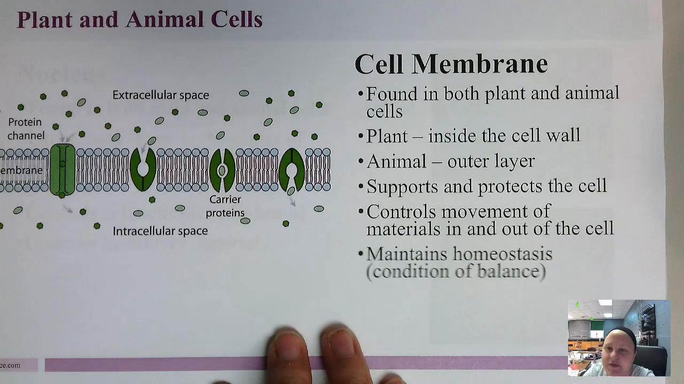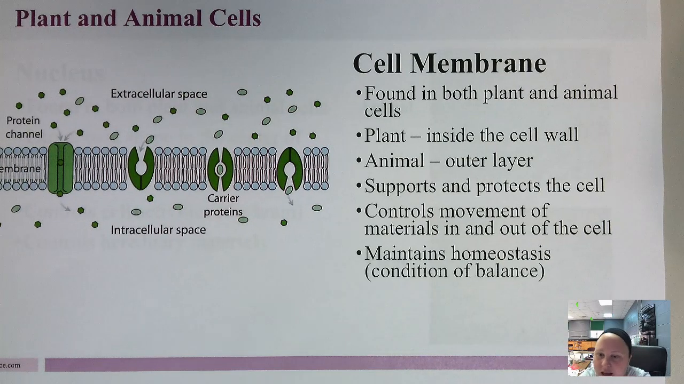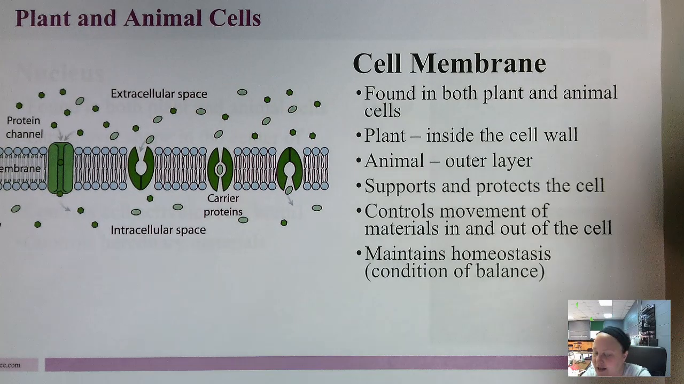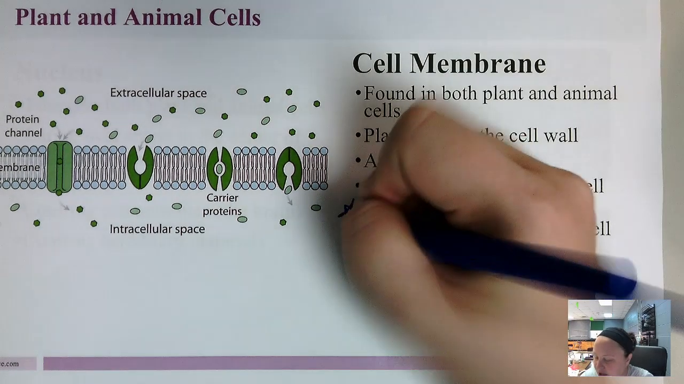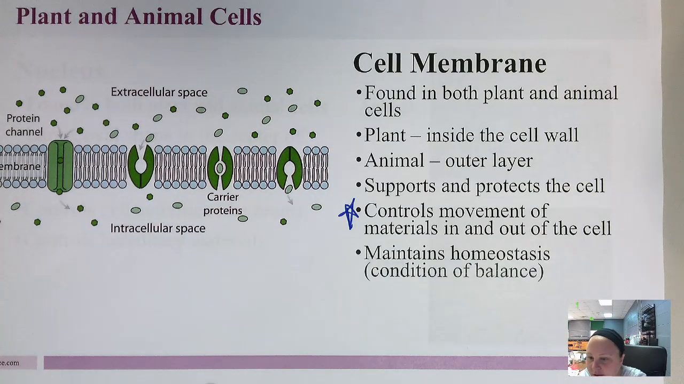The cell membrane is found in both the plant and animal cells. In the plant, like I said, it's on the inner side of the wall. In animals, it's the outer layer. It supports and protects the cell and controls movement of materials in and out of the cell. So this is the main function of the cell.